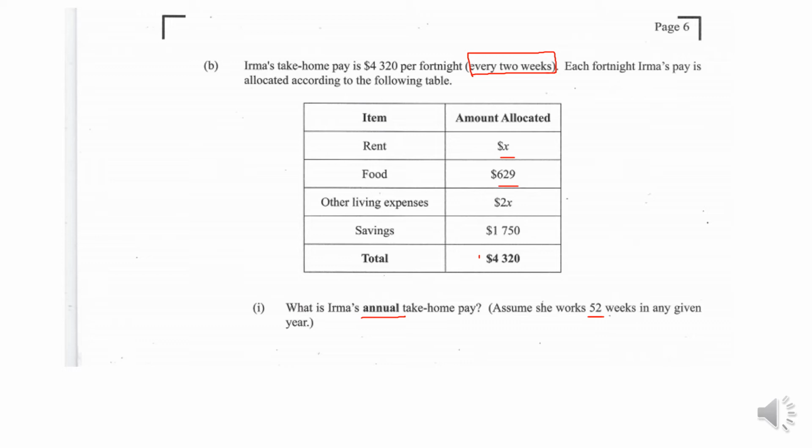So she's not getting paid 52 times. No, she's going to get paid half this amount. We have to divide 52 by 2, because she's getting paid every 2 weeks. Going back to basics, the question is asking how many weeks of 2 are there in 52? How many groups of 2 are we going to get in 52? How many fortnights are there going to be in 52 weeks? This is what the question is asking us.